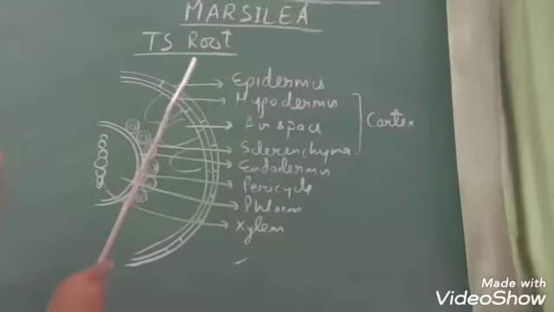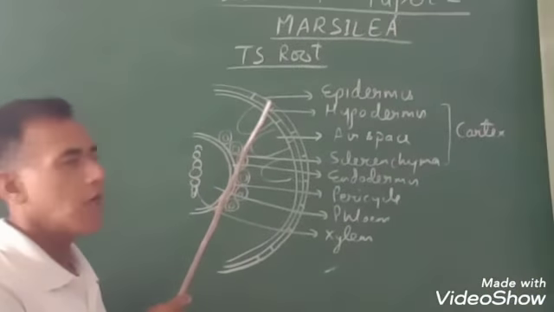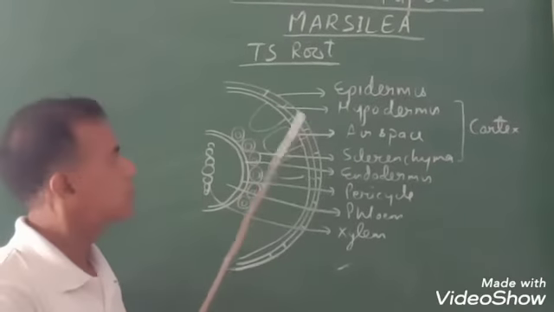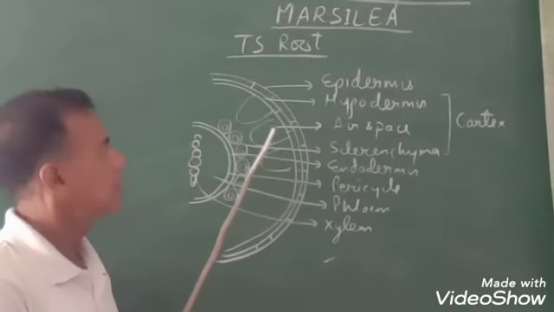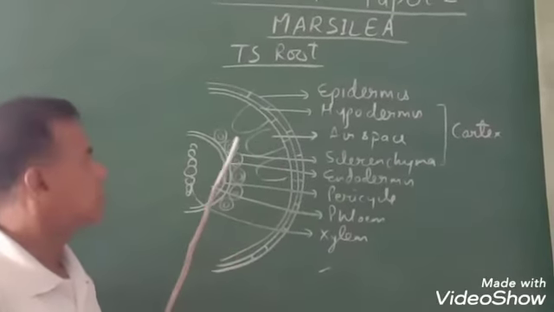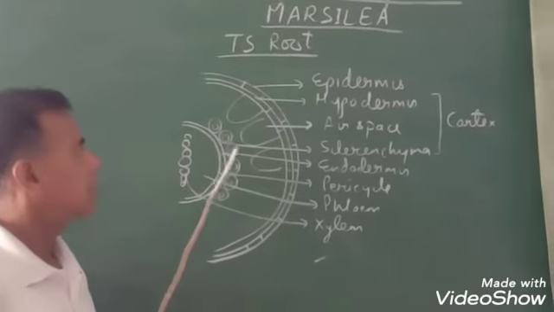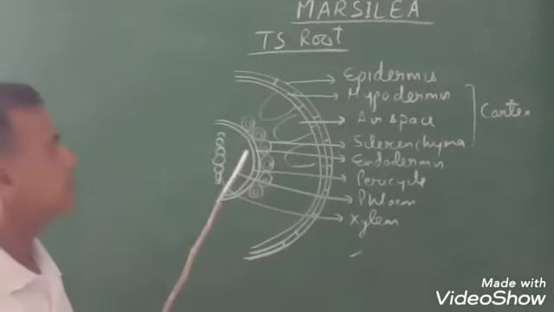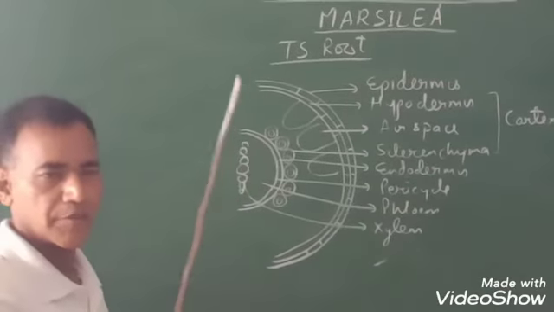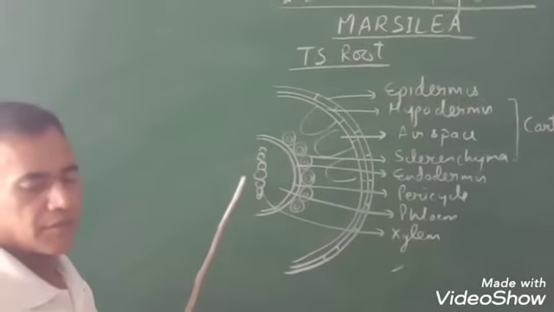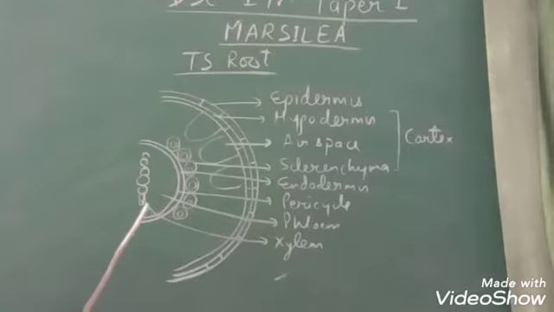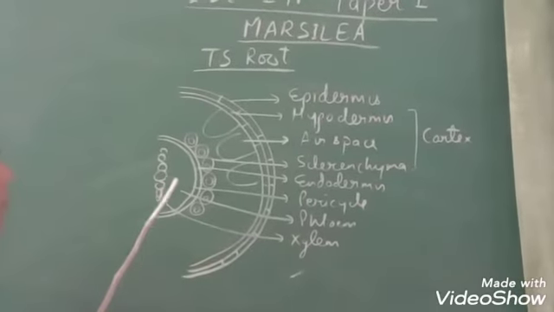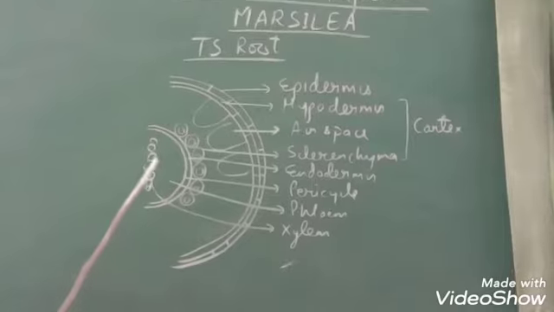Cutting TS of root, we find outer epidermis, cortex differentiated into three zones: outer hypodermal, middle parenchymatous, and inner sclerenchymatous, or sometimes it is parenchymatous. Endodermis and pericycle are present. The xylem is diarch. Sometimes it is monarch also, surrounded by phloem.